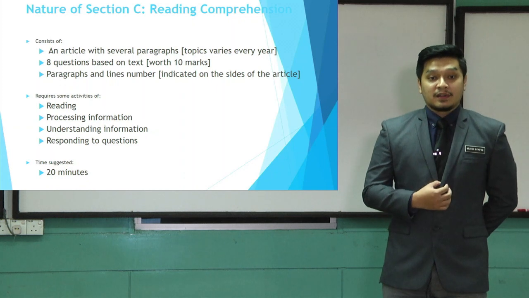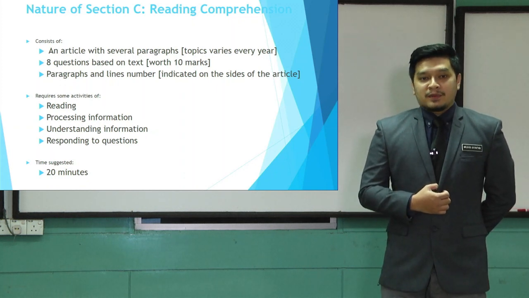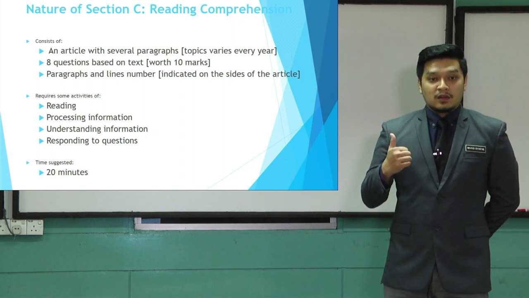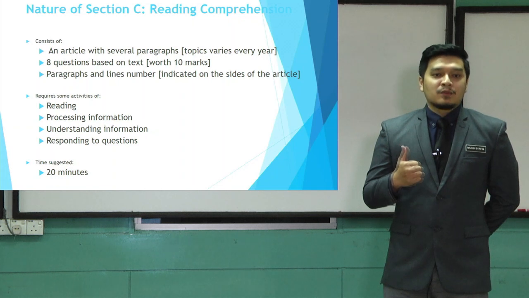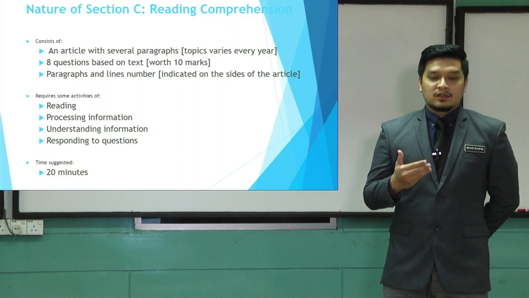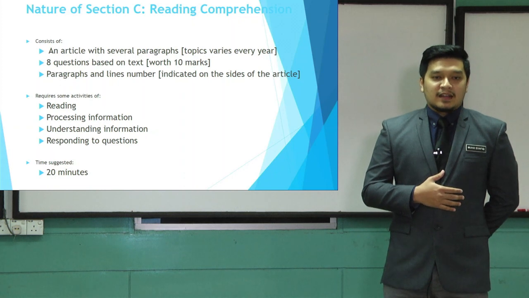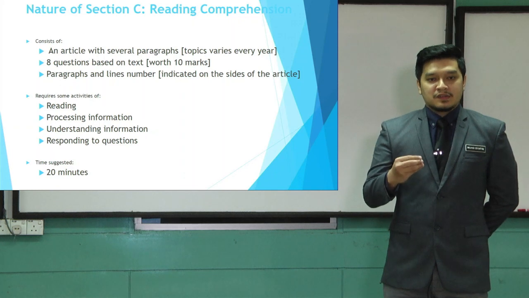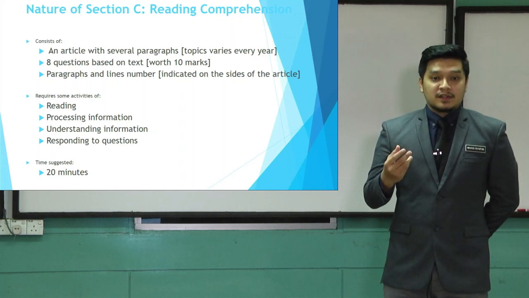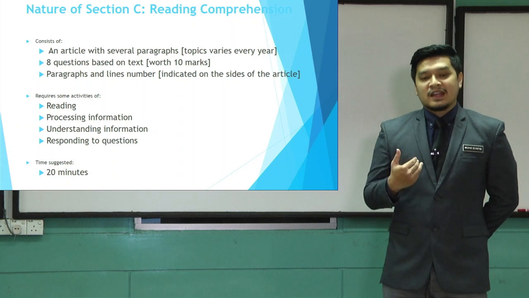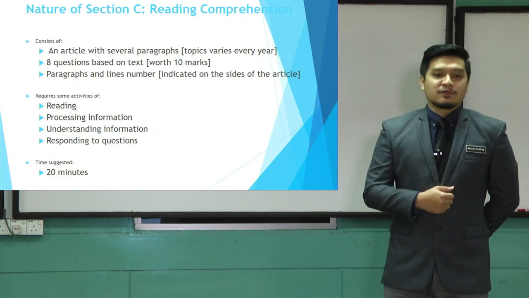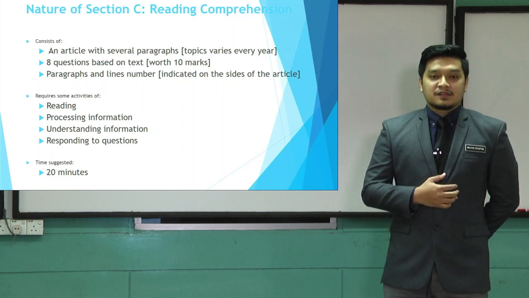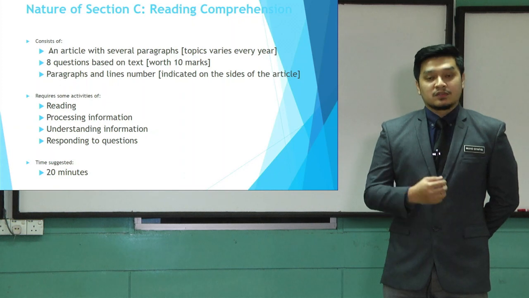When answering reading comprehension, you will be required to do some activities. Number 1, of course, reading, whereby you will be reading a lot, many times, in order to answer the questions. Activity number 2 is processing information. After you read the articles, you need to spend some time to process the information before you can move on to the next activity, which is understanding the information. After you understand the information, then you can start to create your answer to respond to the questions.